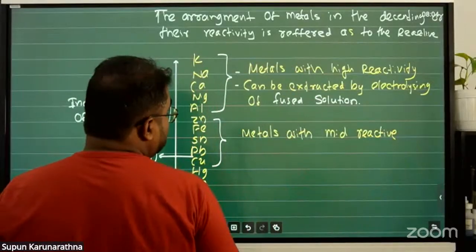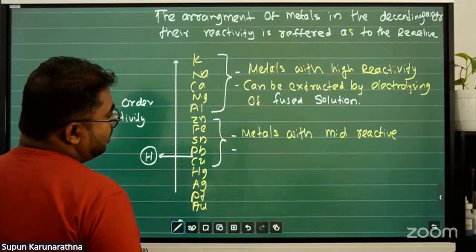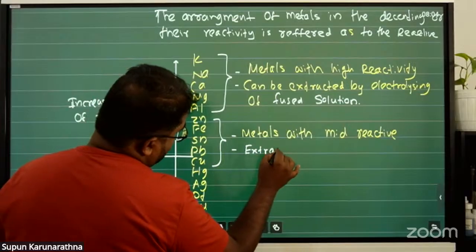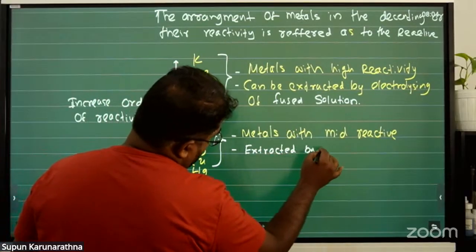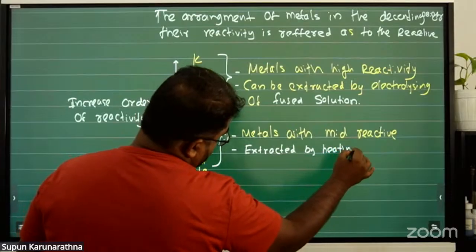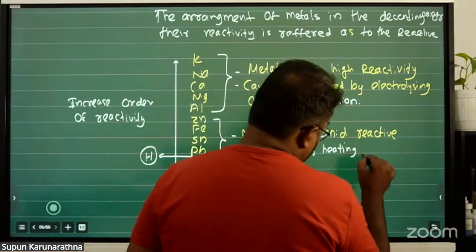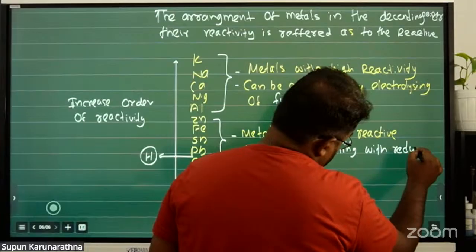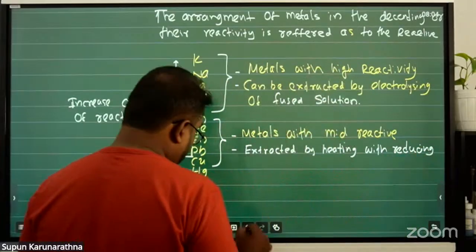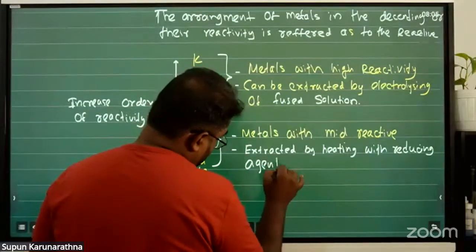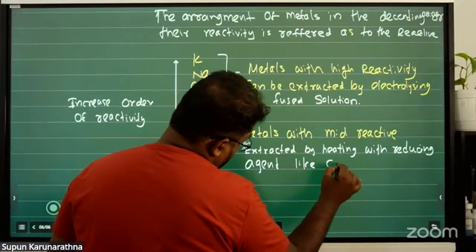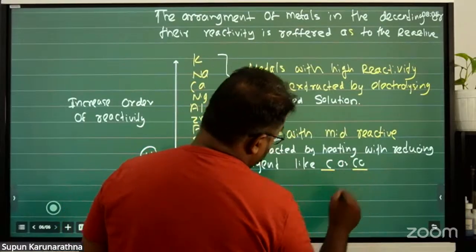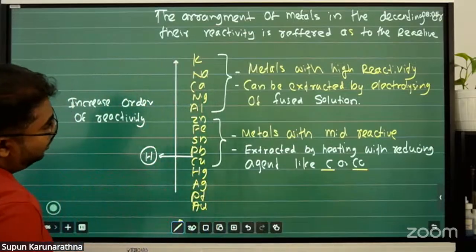Metals with mid reactivity. So how do we extract these metals? These metals are extracted by heating with a reducing agent like carbon or carbon monoxide. You know that we are using carbon monoxide for the extraction of iron.